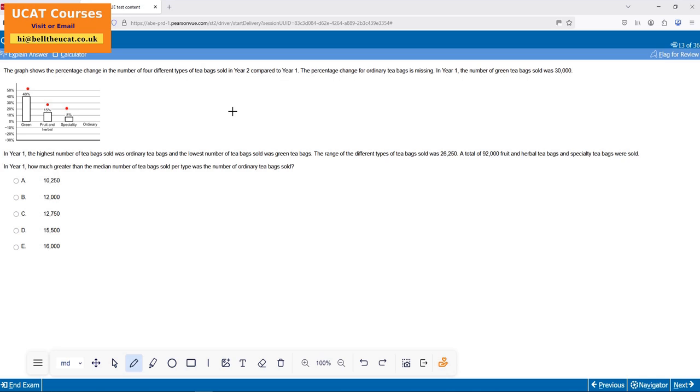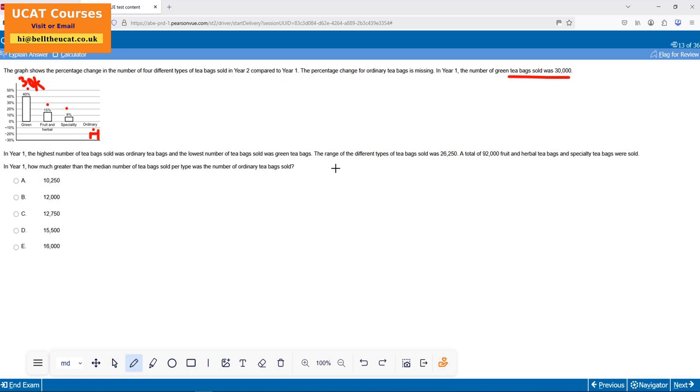That's the first challenge. The percentage change for ordinary tea bags is missing. Okay, yeah, we see that it's missing. In year 1, this is year 2. So year 1, the number of green tea bags was 30,000. Got it. So green in year 1 was 30k, I'm just writing it at the top. In year 1, the highest number of tea bags sold were ordinary, and the lowest number were green.